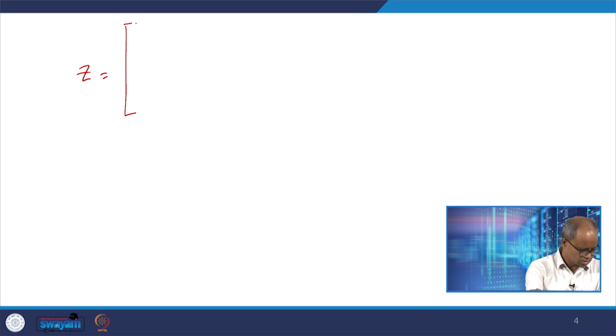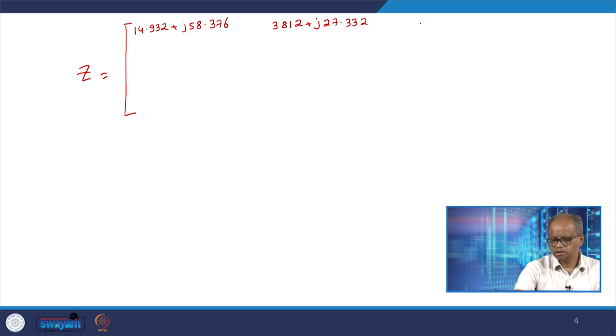the impedance matrix Z will look like this. So, this value would be basically 14.932 plus J 58.376, then it is 3.812 plus J 27.332, it is 3.812 plus J 23.968, and then of course, it would also be 3.812 plus J 27.332 because it is symmetric, that we have already seen.